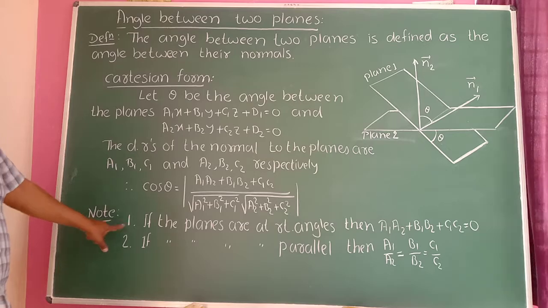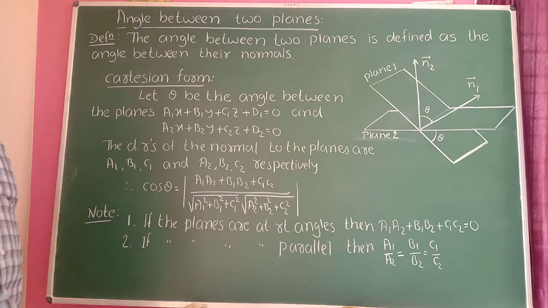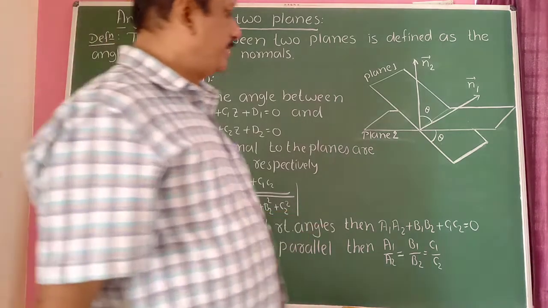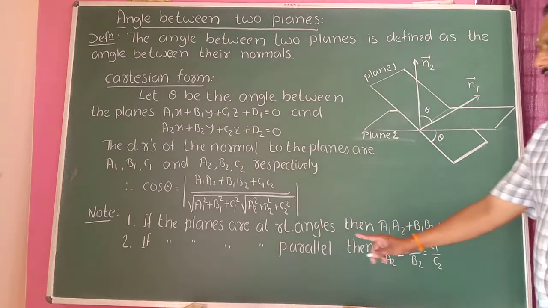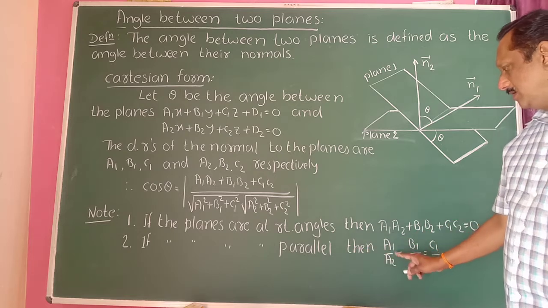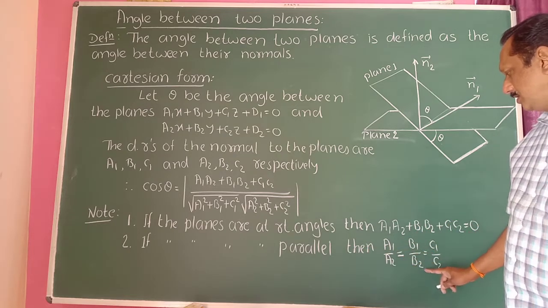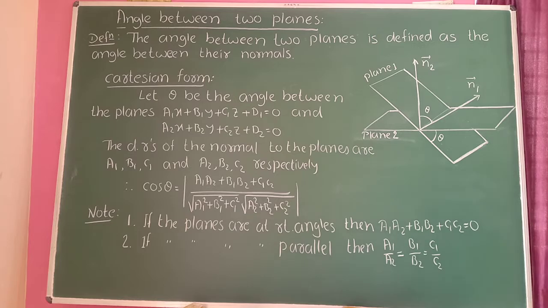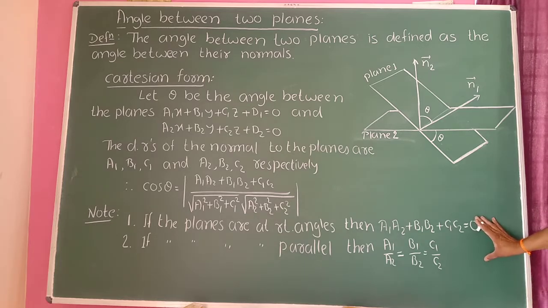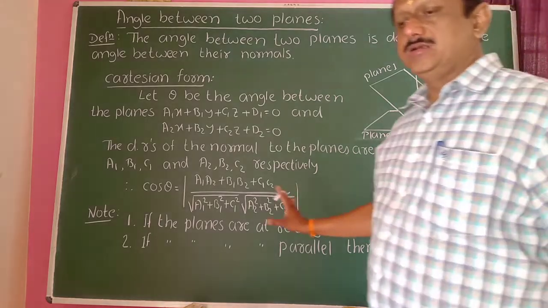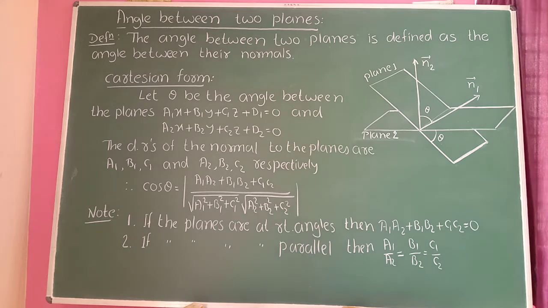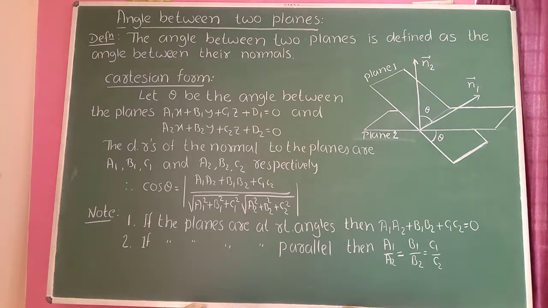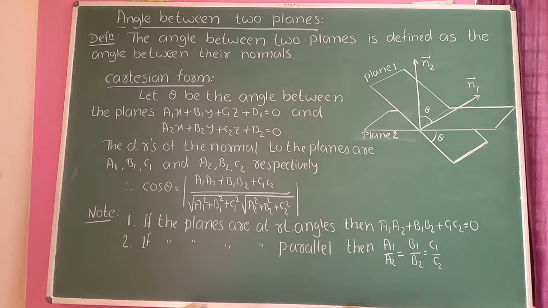Note here, if the planes are at right angles here, then a1 a2 plus b1 b2 plus c1 c2 equal to 0. Okay, and the planes are parallel if a1 upon a2 is equal to b1 upon b2 is equal to c1 divided by c2. So these are very important conditions here. Okay, therefore just remember it here: the angle between the planes, at what condition the planes are perpendicular, and at what condition the planes are parallel.